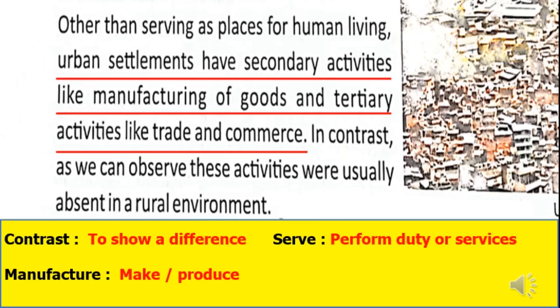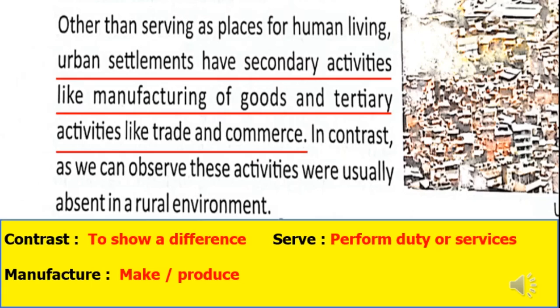Other than serving as places for human living, urban settlements have secondary activities like manufacturing of goods and tertiary activities like trade and commerce. Please underline these lines, dear students. Besides providing places for human beings to live, urban settlements have secondary activities such as manufacturing of goods and tertiary activities such as trade and commerce.